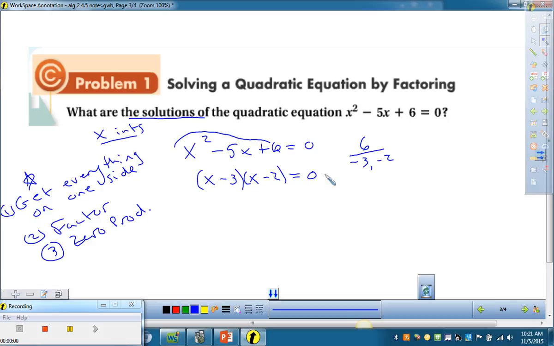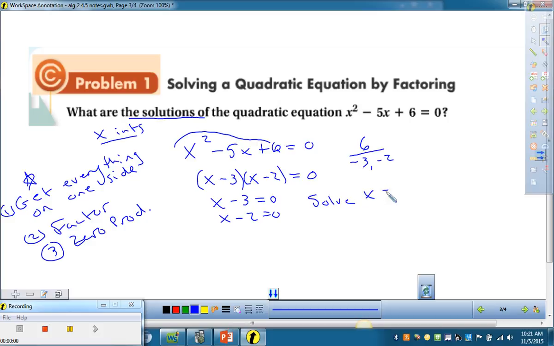Notice everything we did up till today did not have an equal sign. We were just factoring expressions. Well, now we have an equal sign, and we're being asked to solve. So now we're going to do our zero product, x minus 3 equals 0, and x minus 2 equals 0, and we solve each of these.